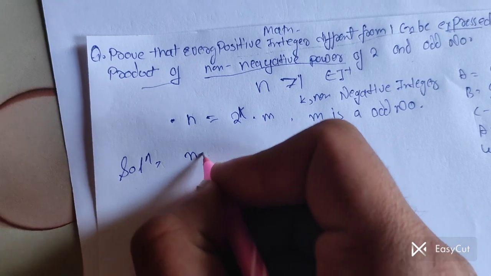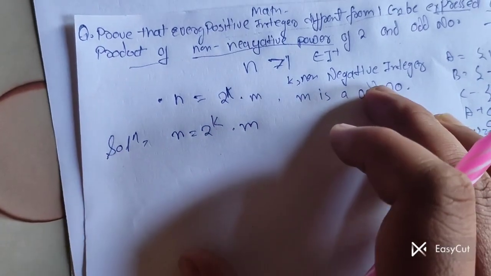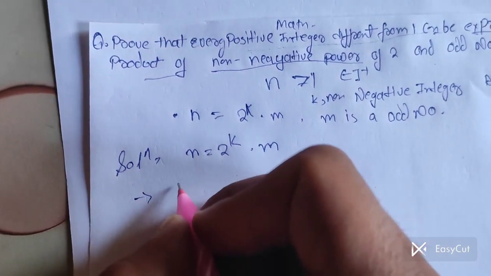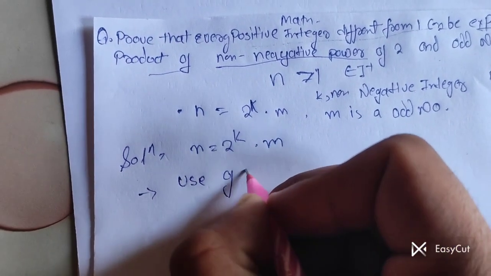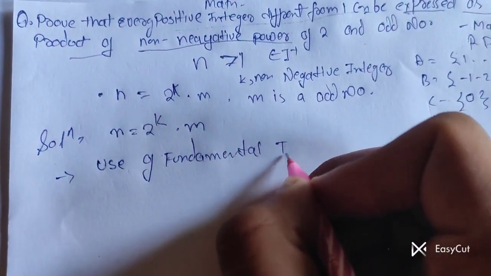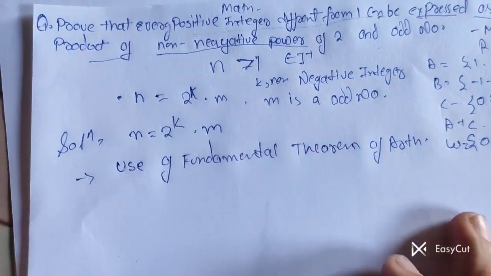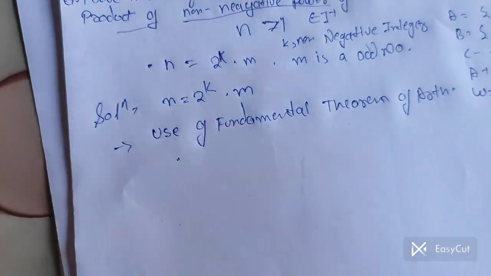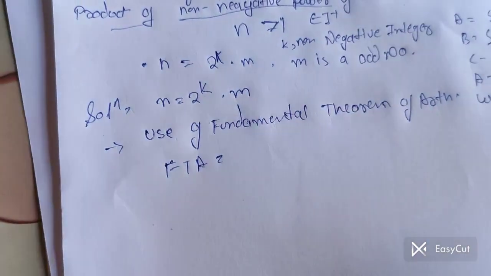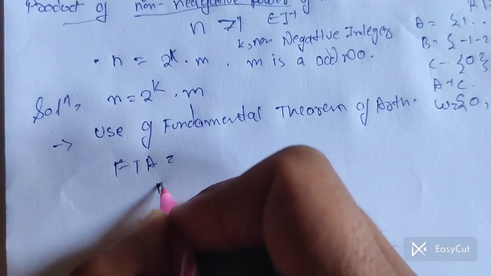We want to prove that n is equal to 2 to the power k times m, where k is a non-negative integer and m is an odd number. Now, using the fundamental theorem of arithmetic. I always say FTA. According to it, every composite number is expressed in prime factors in ascending powers of them. So that is our n.